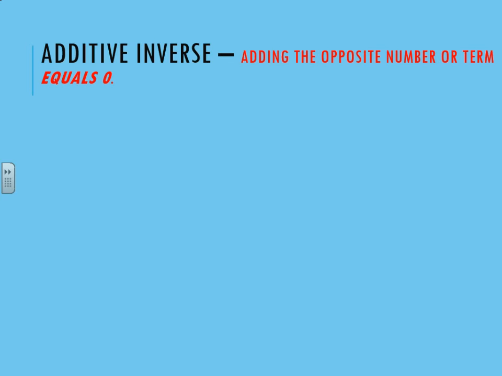Additive inverse. This one states that adding the opposite number or term equals 0. So this is different than the additive identity where we were equaling the number we started with. With additive inverse, we're going to equal 0, but what you'll notice is that you'll have opposite signs. So here's an example. We have 2 plus negative 2. I've added the opposite of what I started with, and it equals 0.